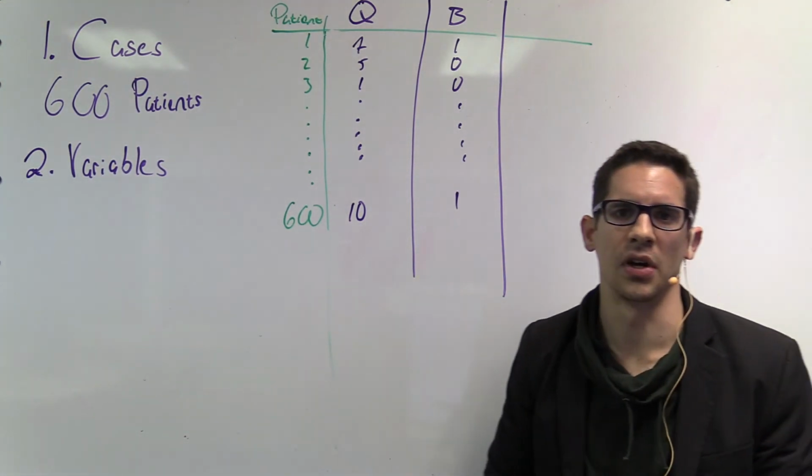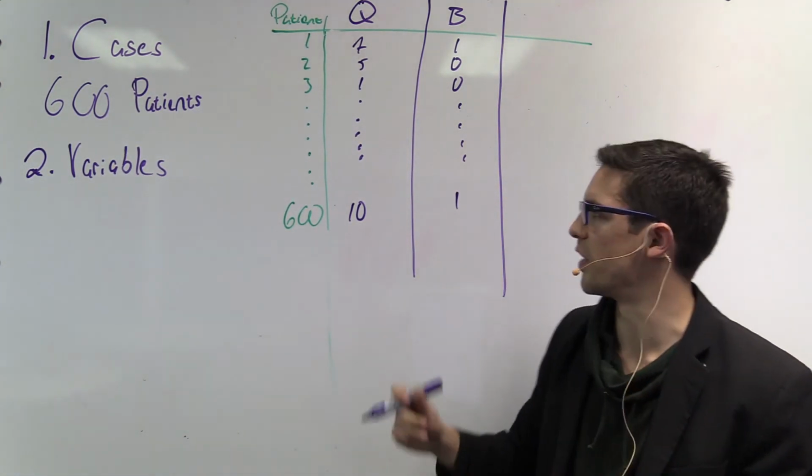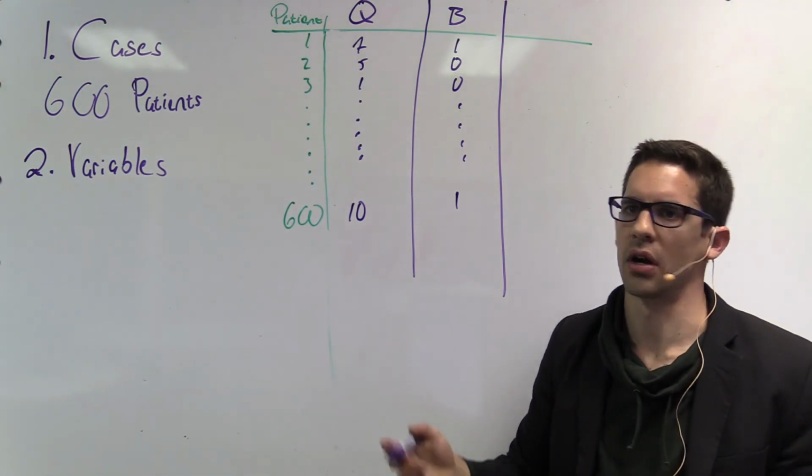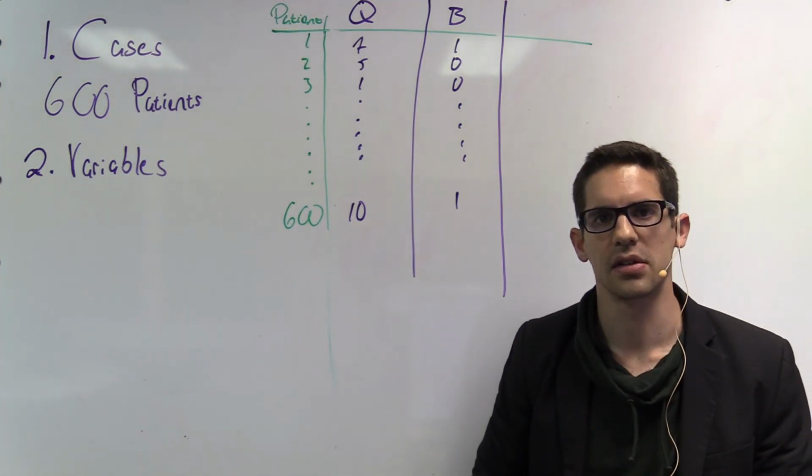And this one is purely categorical, 1 or 0. There's no order in that 1 or 0. We can't say that 1 is better than 0 in this case.